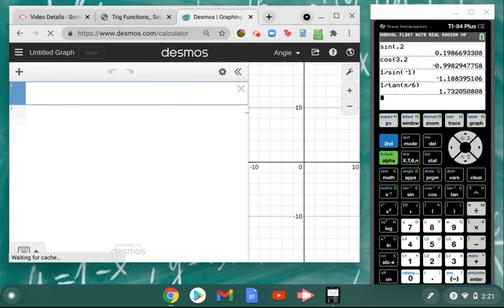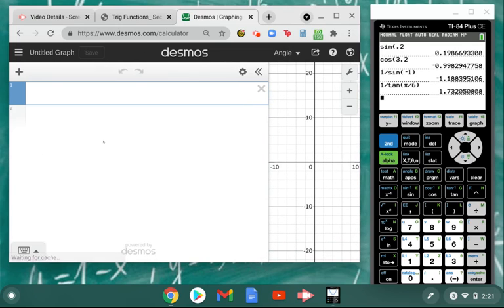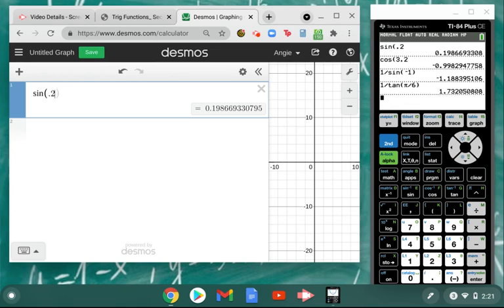The nice thing about Desmos is I can just type these in. I'm just going to use the calculator side here. I can just type these in. So I can just ask it for the sine of 0.2. And I get the same thing. So it's assuming that I am in radians.